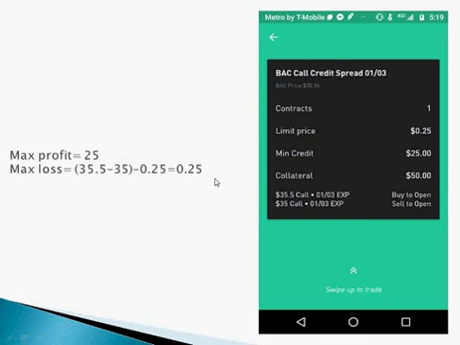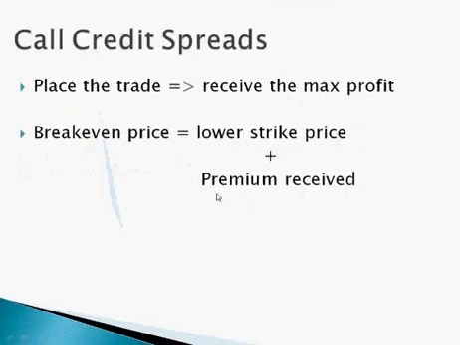So this is the one-to-one trade. You make money, you lose it. It's like flipping a coin, a one-to-one. That is going to be the case, right? So when you place a trade on a call or put credit spread, you receive the maximum profit instantly when you place the trade.